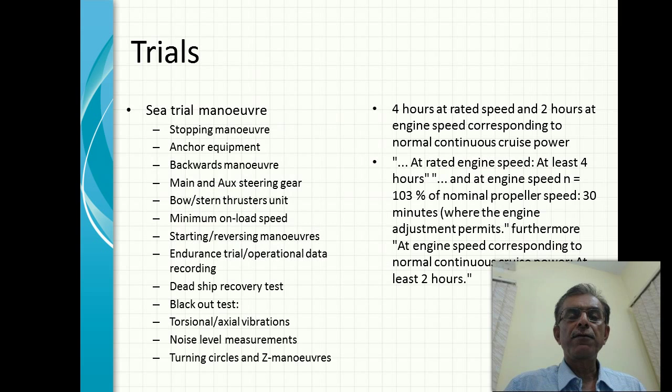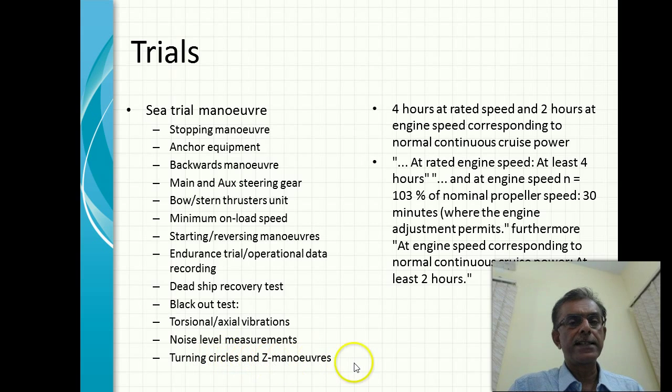Ship trials are essentially of two types. One relates to maneuvering and seakeeping, turning and course-keeping abilities. The other relates to endurance trials and validating the operational data: what was estimated in the design, whether it is correct, what the ship speed is, what the powering requirements are. I will limit myself here because the next topic, module 5, is about maneuvering. I will touch on some parts of these tests in that subject.